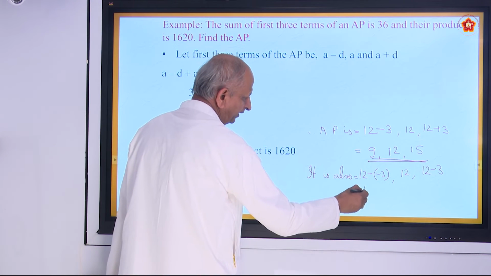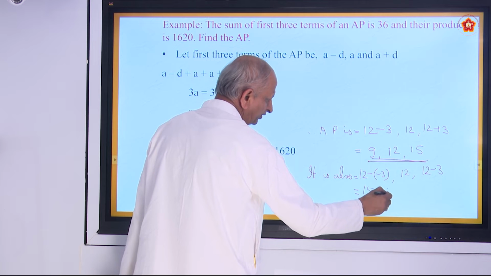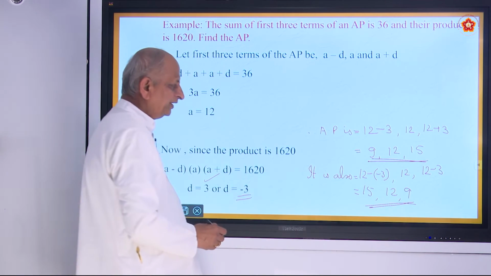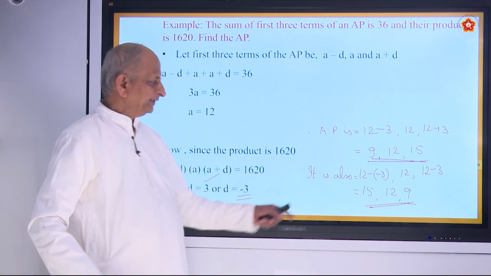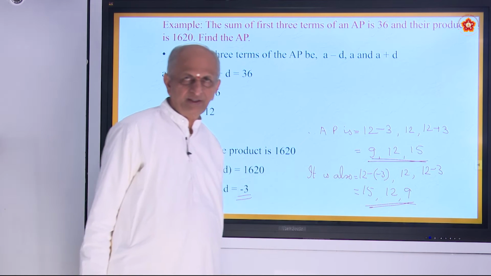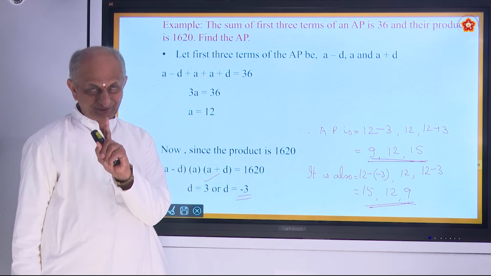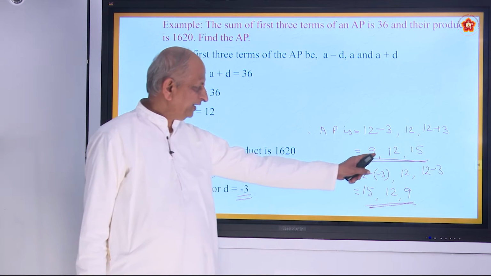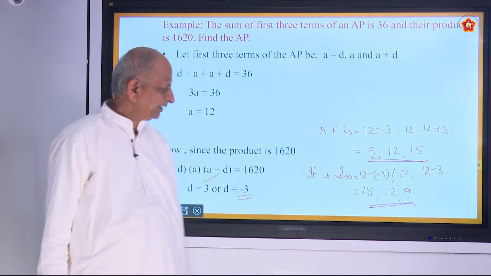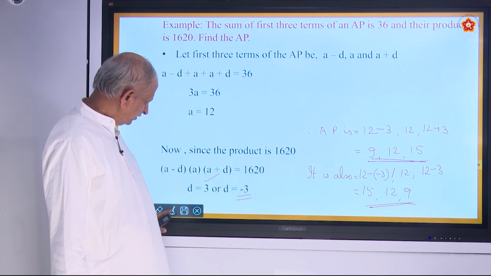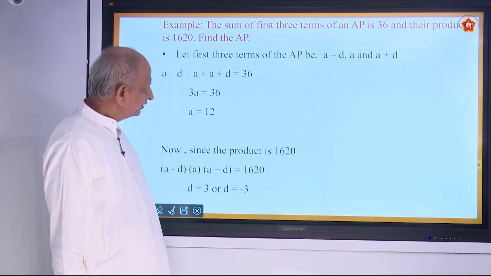So, this is 15, this is 12, this is 9. So, these are the two answers. It can be 9, 12, 15 or 15, 12, 9. Difference is same, please note. Difference is same and value of A should be same, and all that we got value of A should be equal. Is it alright? Shall we go to next sum? Very nice.